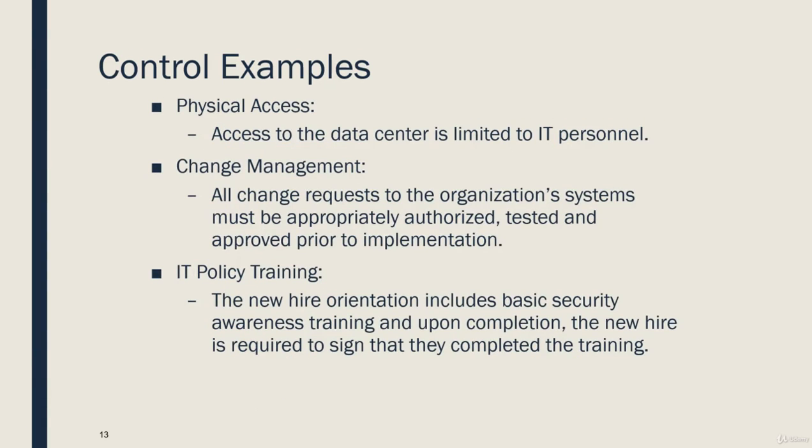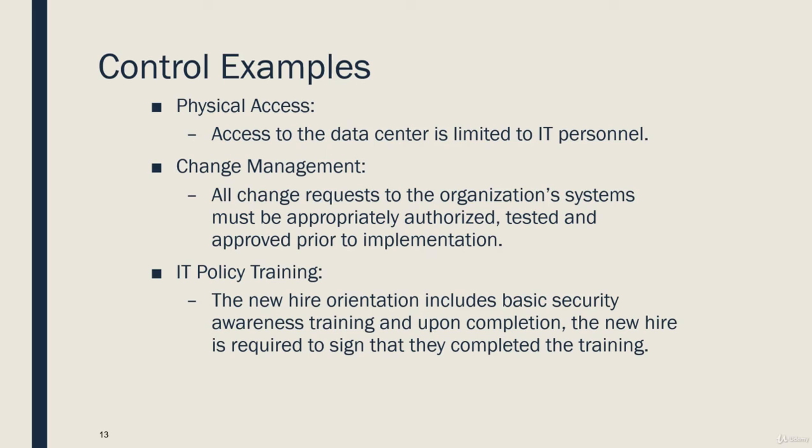Here are some additional control examples. This first one says physical access, and it reads, access to the data center is limited to IT personnel. And this one is also very clear. It's talking about the data center and access, and it's talking about the roles, IT personnel, that should have access. This control could be improved upon by stating if there's any groups within the IT group that should have access or shouldn't have access. That could be an improvement to this control, where you are a little bit more specific about who should have access to the data center.